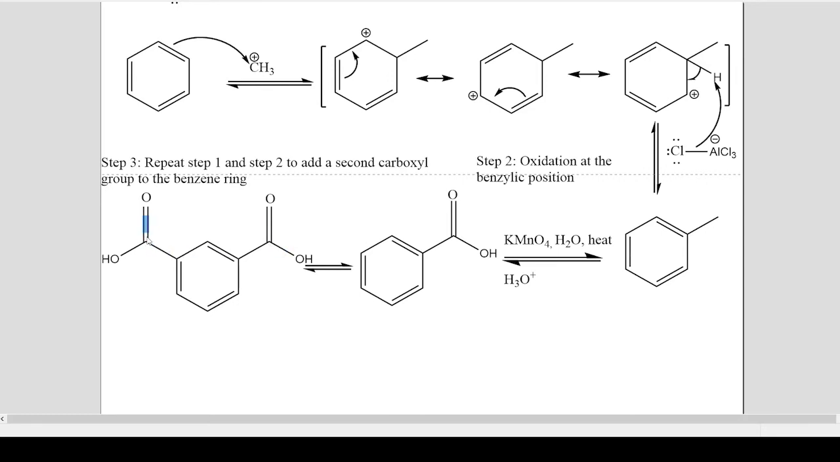Notice here that this second carboxyl group is added to this position. That is because the first group, the carboxyl group, is a meta-directing deactivator. So it directs the incoming group to this meta position.